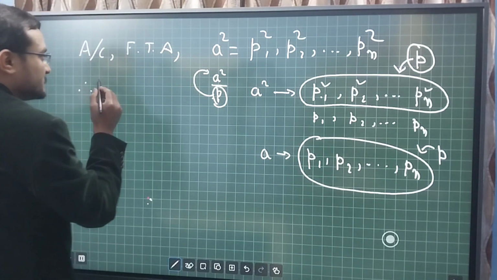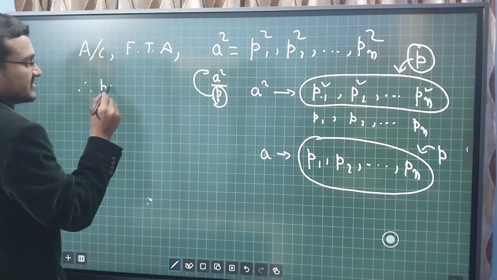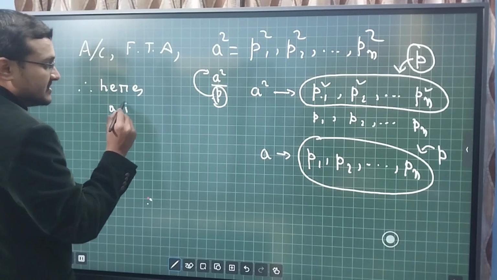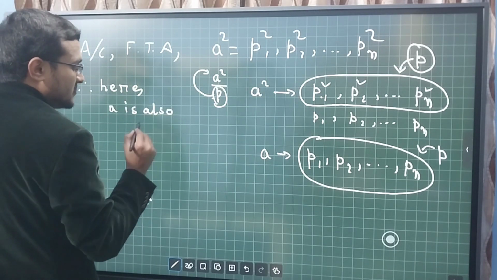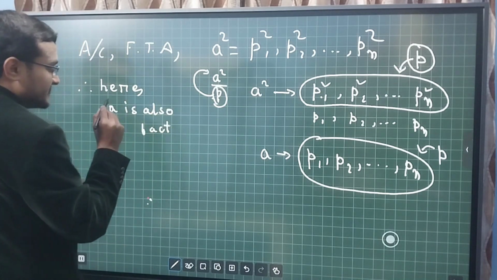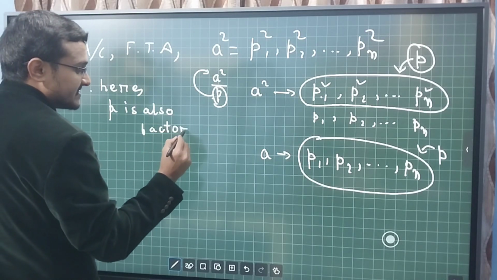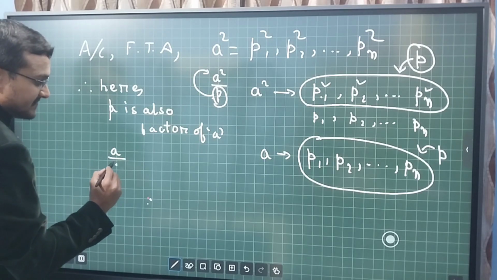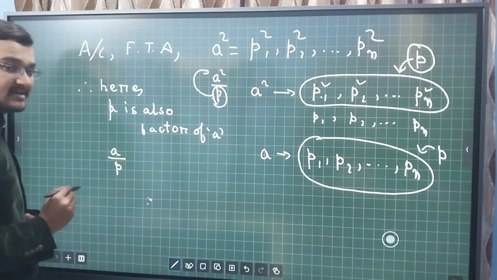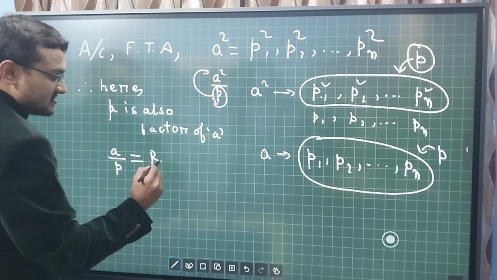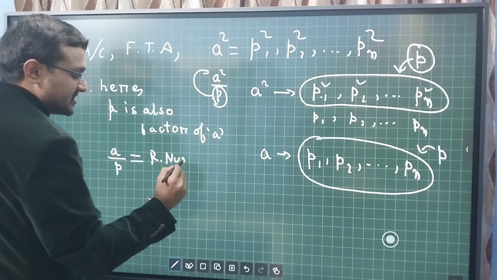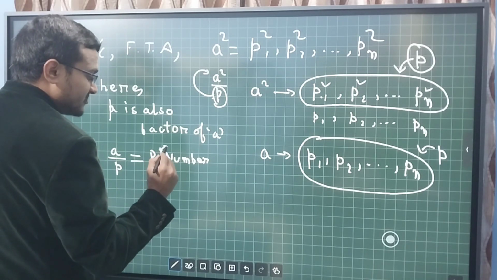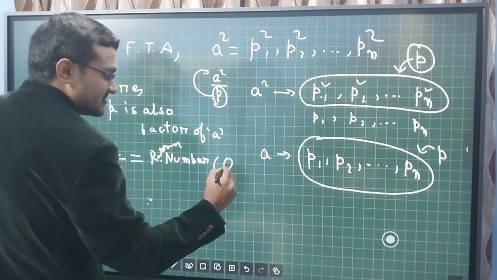So that's why, according to the fundamental theorem of arithmetic, P square divides A, so P is also a factor of A. That means P divides A. So if P divides A, you get a rational number, and the symbol for a rational number is capital Q.